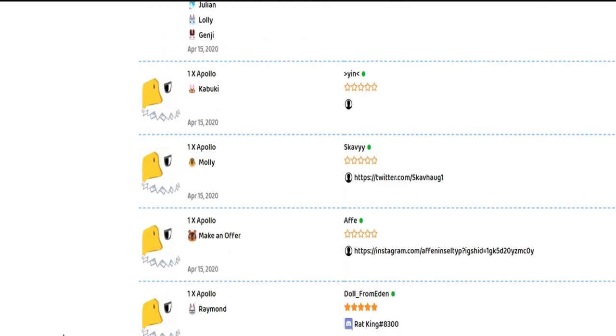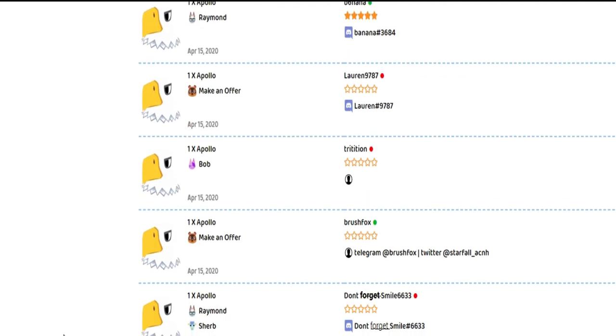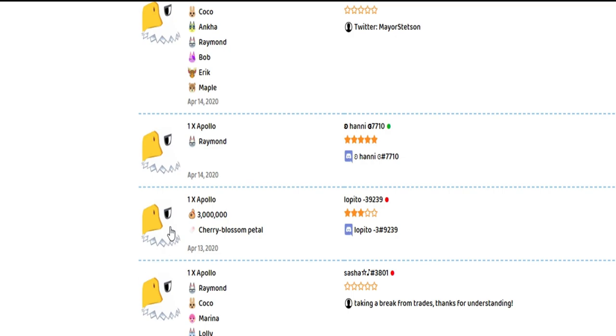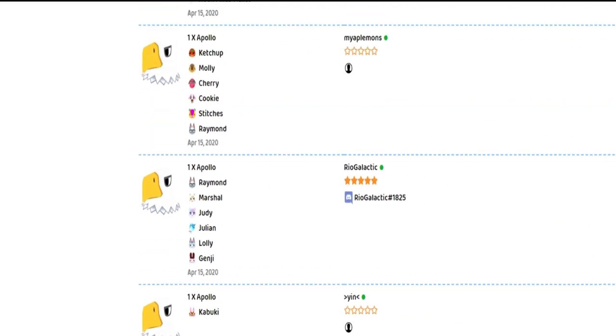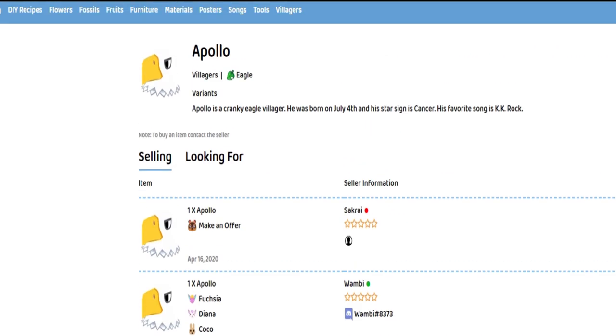As you can see, there's lots of different options for you. If you're wanting to get Apollo, you know, 3 million bells perhaps, cherry blossom petals, okay? So you might reach out to this person and say, okay, what can we do for a deal here? Maybe you don't have cherry blossom petals, but maybe you have $4 million, and you strike a conversation with that person and see if they're willing to negotiate with you.